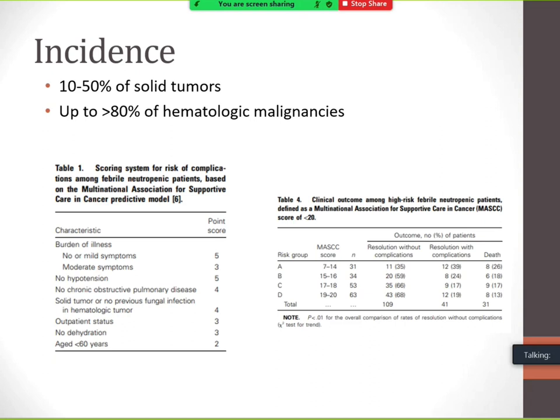It's pretty common. I mean, 10 to 50% of solid tumor patients are going to have neutropenic fever, and hematologic malignancies are over 80%, so it's extraordinarily common.